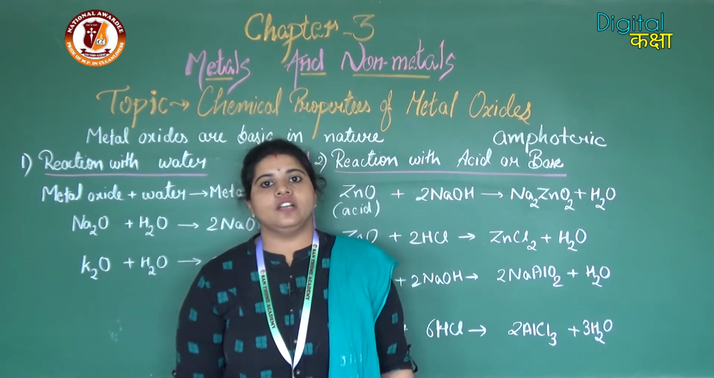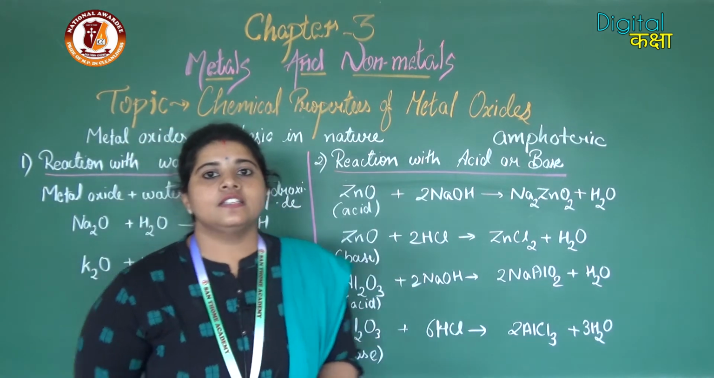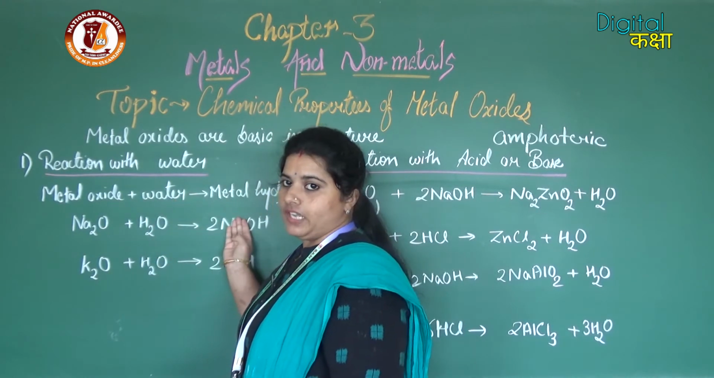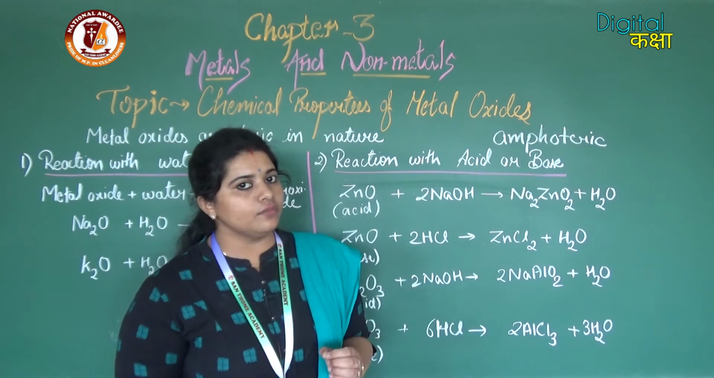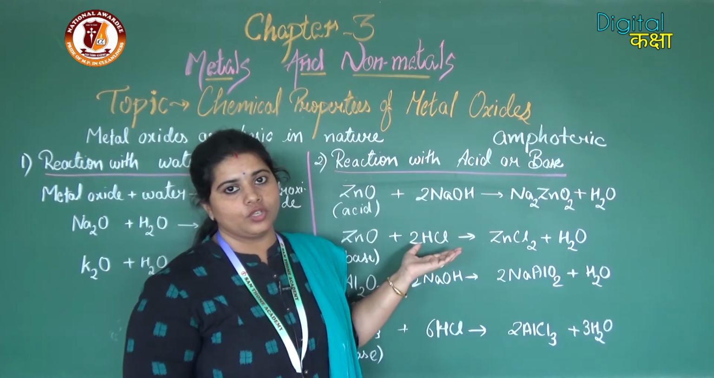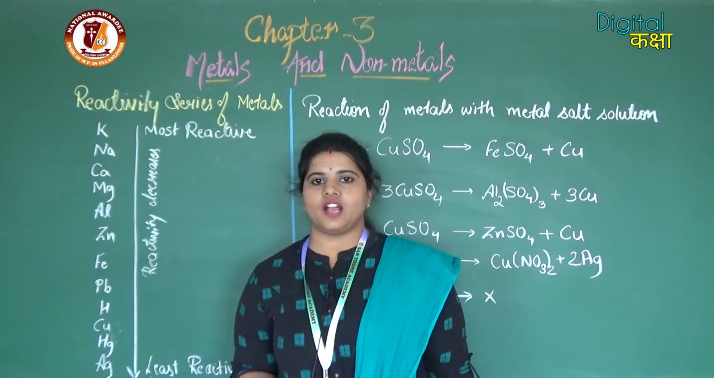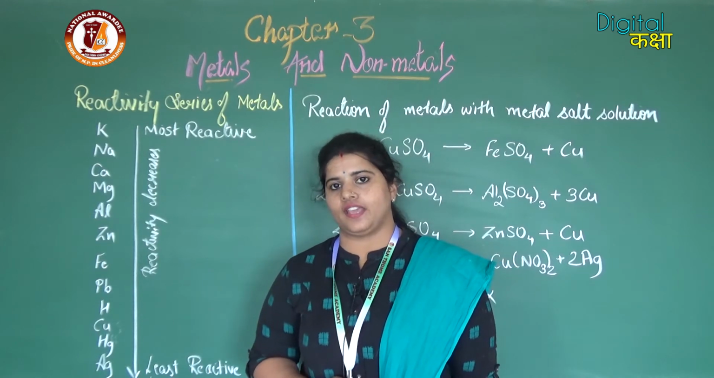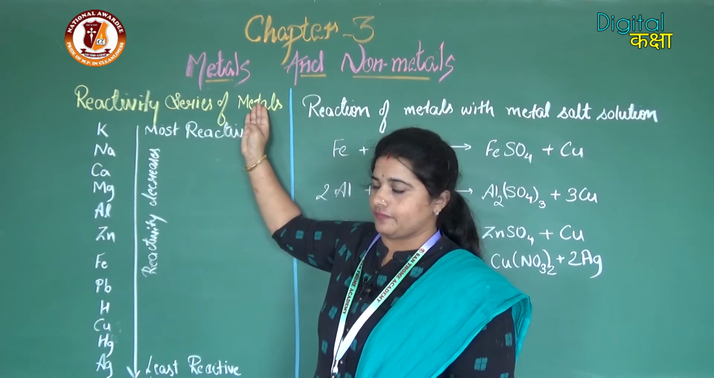So we understood the properties of metal oxides, that they are basic in nature. Some metal oxides dissolve in water to form metal hydroxide, and some basic oxides are not soluble in water. So they are soluble in acid or base to form salt and water. So they show their basic and acidic behavior. After the reaction of metal oxides with water, acid and base, we are going to study the reactivity series of metals.